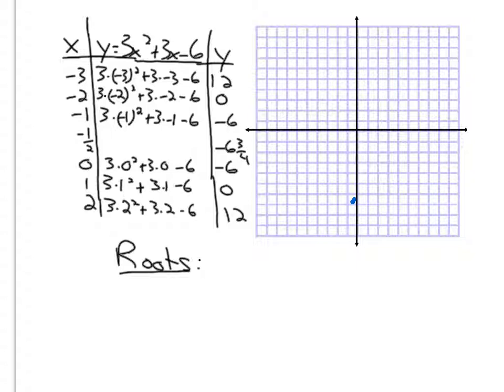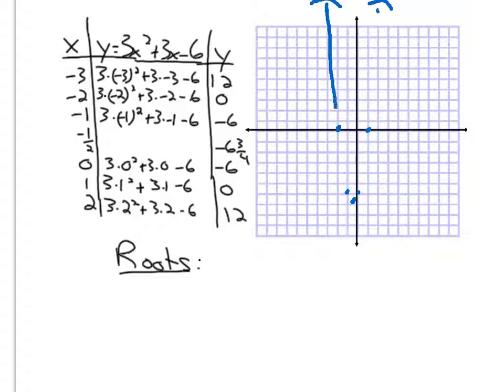Then it should be at 0 and negative 6, so I'm going to have a point right there. And at negative 1 and negative 6, so another point right here. Then I should have a point at 1, 0. And another point at negative 2, 0. Then I should have points at 2, 12. So I'm going to go up about to here. It's going to be a little off my graph. And at negative 3, 12. About up to there. So again, now you can see my graph opens upward.